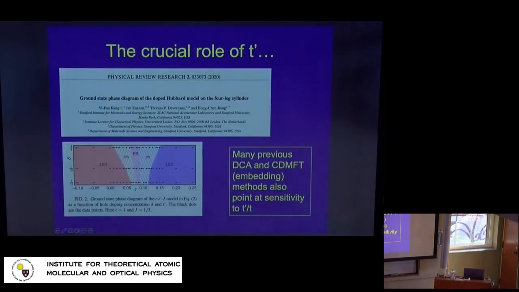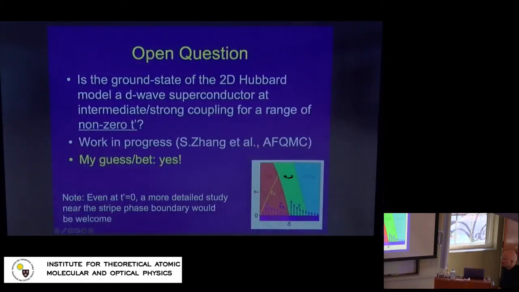However, there is a key player, at least when it comes to comparing two high Tc superconductors, which is t prime. And we've known from many different studies from the early days of cluster DMFT, but also from, for example, this recent work, which uses DMRG methods on cylinders, that t prime is a very, very important perturbation. You see that the phase diagram on the cylinders varies very much as a function of t prime. So it's kind of an open question. Is the ground state of the 2D Hubbard model a d-wave superconductor at intermediate to strong coupling for a range of non-zero t prime? And this is work in progress.